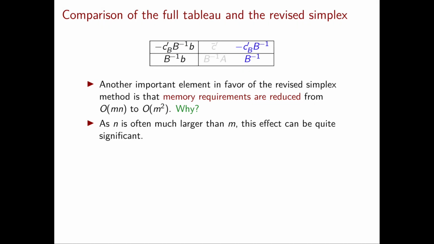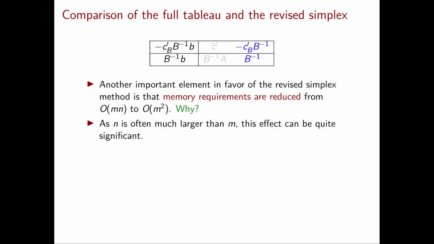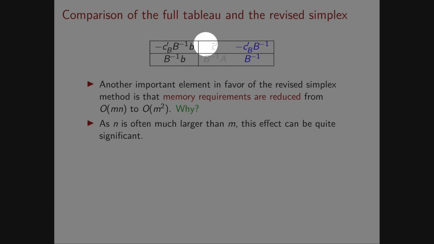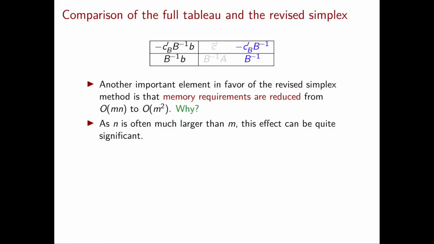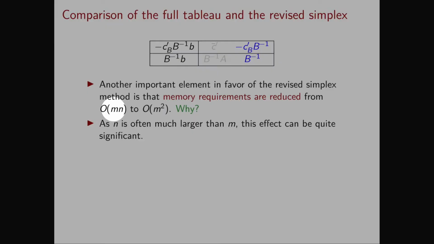Another important advantage of the revised simplex method is that the memory requirements are big O of m square, while in the full tableau they are big O of mn. In fact, in the full tableau method, in each iteration we keep the full tableau, which has m plus 1 times n plus 1 entries. So we're keeping big O of mn entries.